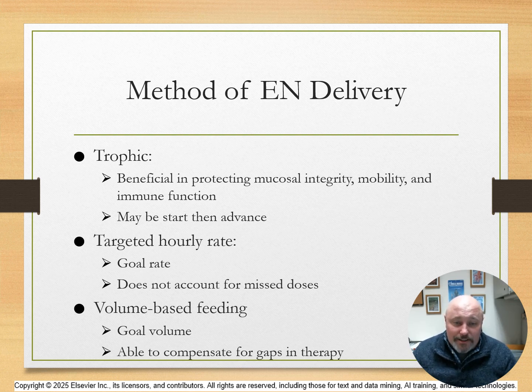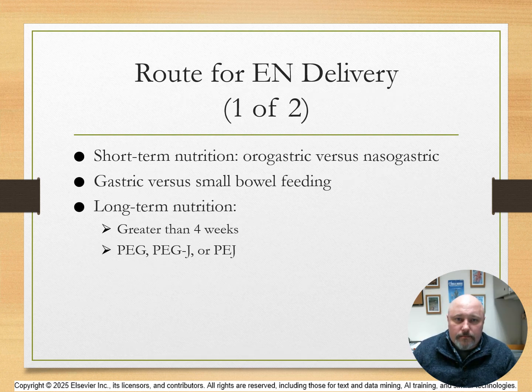We could also look at targeted hourly rates with a goal rate, and this does not account for missed doses. There could also be a volume-based feeding, where the patient has a set goal volume and is able to compensate for gaps in therapy. For short-term nutrition, we're going to look at the orogastric versus nasogastric routes. Also, the gastric versus small bowel feedings.